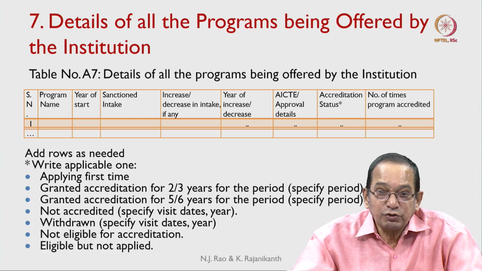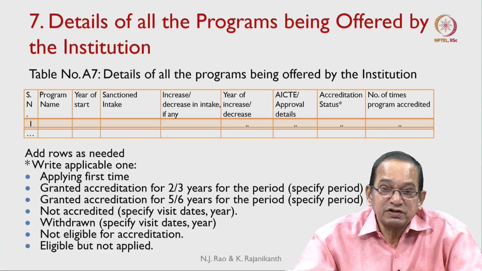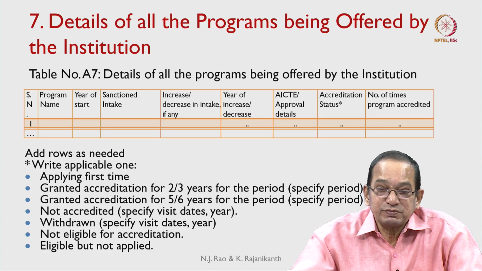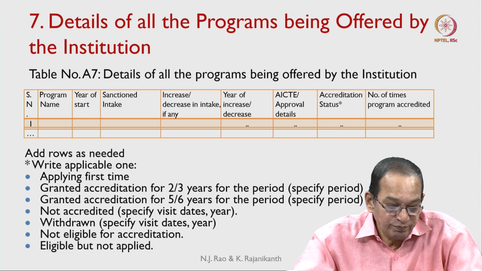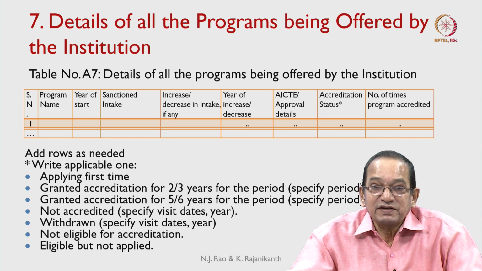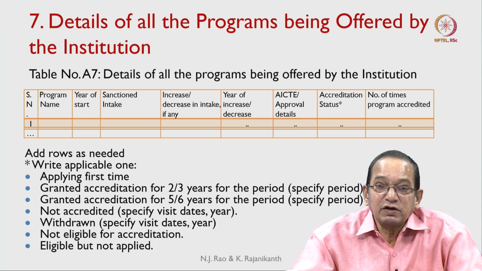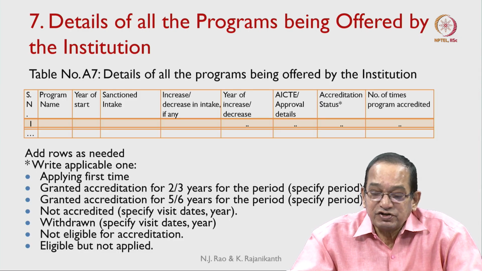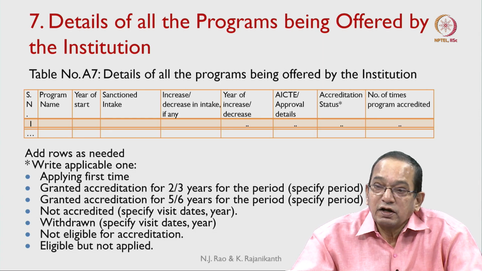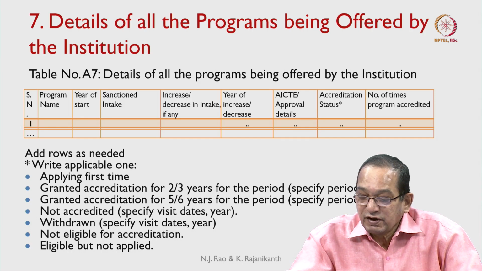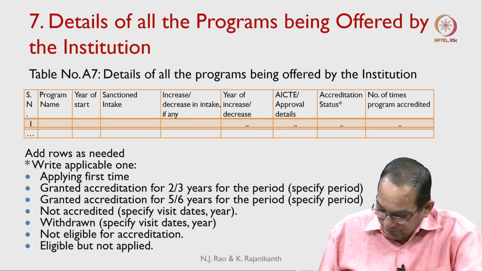Then the program is not eligible for accreditation. This we have already seen, at least 2 batches must have come out and all those things. So, right now this program is not eligible for accreditation. The final possibility is it is eligible for accreditation, but we are right now not applying. That is also possible. So, what is the current status of this particular program is indicated. Then, if that program has been accredited multiple times, the number of times the program was accredited.